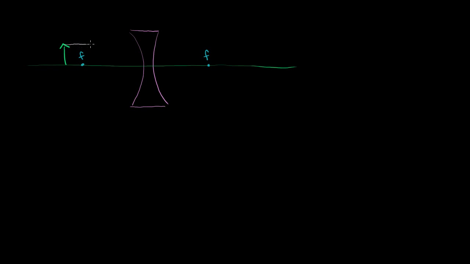So if we go parallel to the principal axis, since it's coming in parallel, it'll get diffracted outwards so that it looks like it's coming from this focus. So it's getting diverged outward, I guess we could say. And let me draw another ray, in yellow. This one's just going to go straight through the center of the lens and not get diffracted.